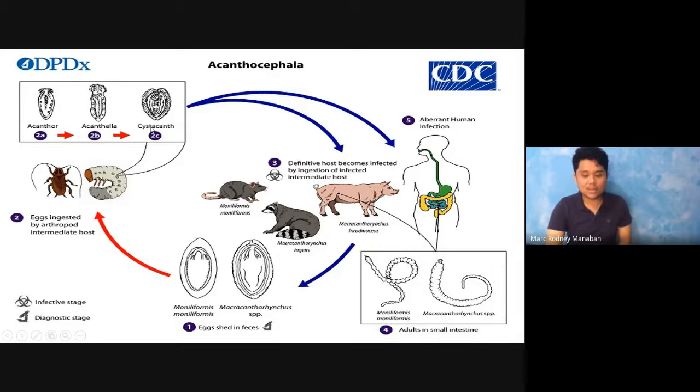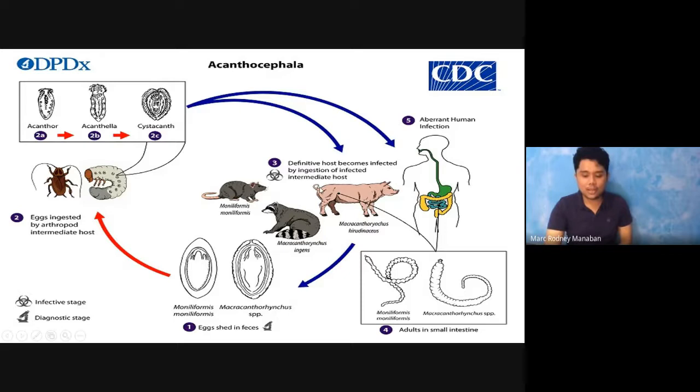Okay. Now, again, definitive hosts usually are mga pigs, alright? Raccoons and your rats, no? So, moniliformis for rats, macroacanthorhynchus ingens for your raccoons, and macroacanthorhynchus hirudinosus sa imuhang pigs, alright? Now, in the pigs and the rest of your mammals, muproduce silang eggs, alright? But in humans, usually, ang imuhang worms, they don't usually reach maturity, and they don't usually produce eggs, alright?